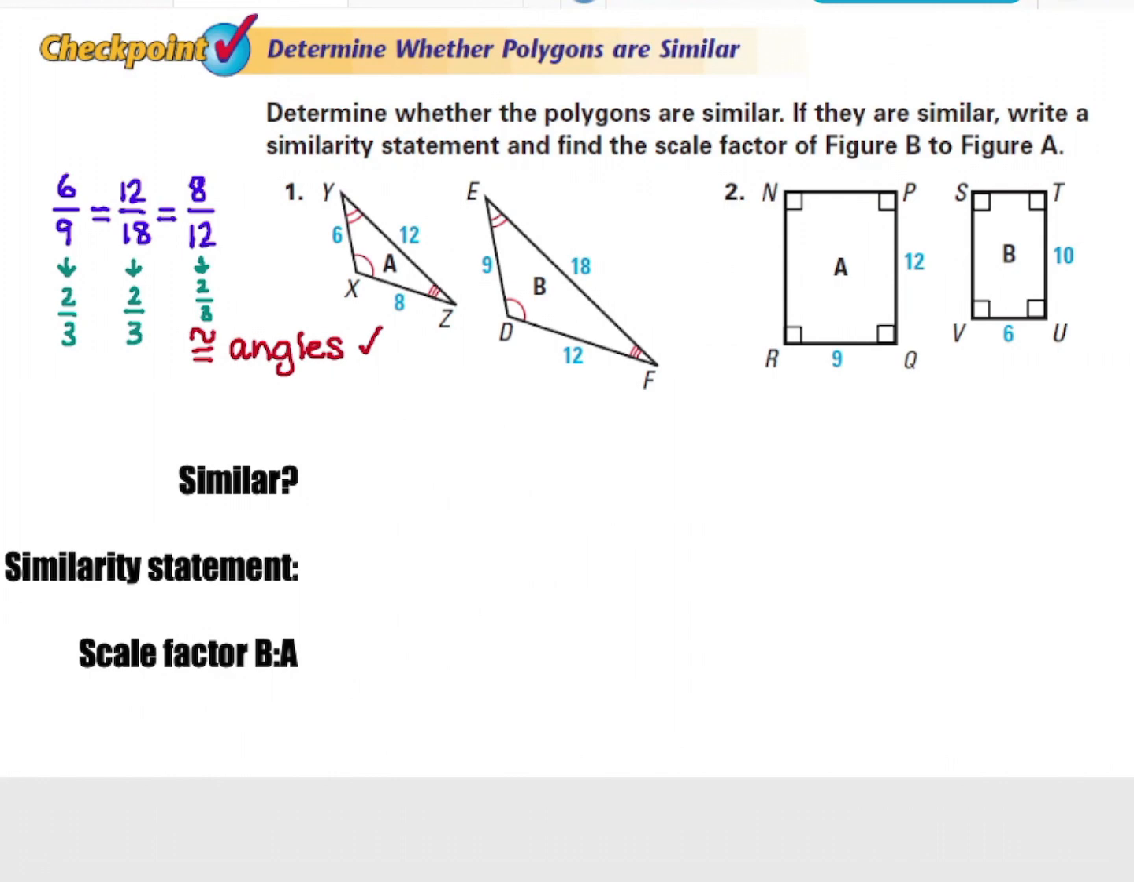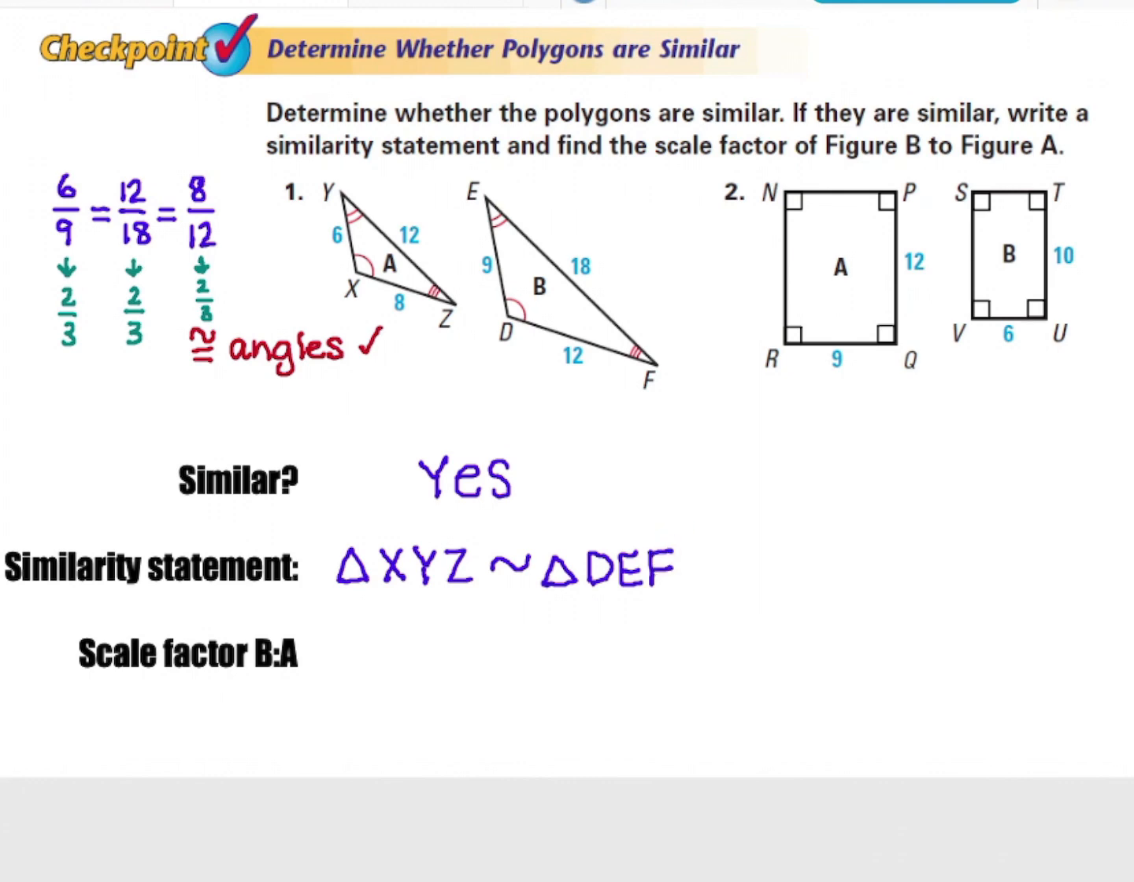So are those triangles similar? Yes, they are. And what would my similarity statement be? If I call the first one triangle X, Y, Z, similar to, be careful, it's easy to get a congruent symbol in there accidentally. And the X goes with the D, and the Y goes with the E, and the Z goes with the F.